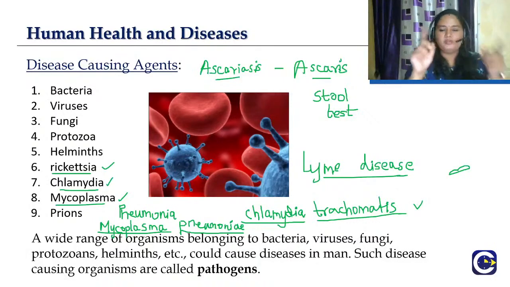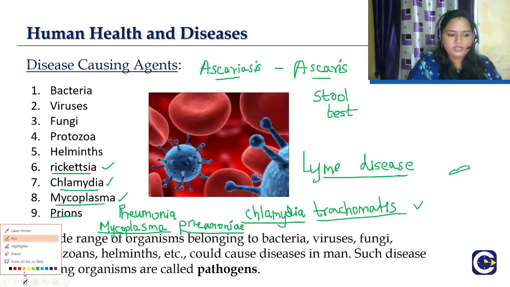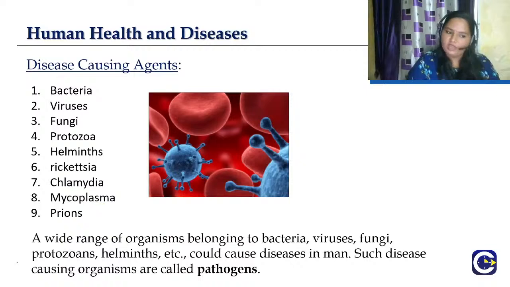Okay, try to find the link between the disease, the class of organism, and the symptoms. Also, there would be some link among them. Yeah. So the last category is prions. Okay. So far, anyone has any doubts? If you have any doubts, you can ask me. Otherwise, we will move on with prions.